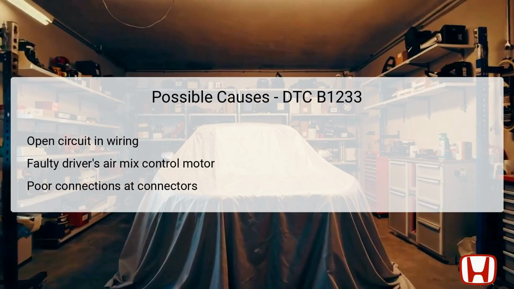A faulty driver's air mix control motor itself can also trigger this DTC, indicating that the motor may need replacement to restore proper functionality. Additionally, poor connections at the climate control unit connectors, both A and B, as well as the 7P connector of the driver's air mix control motor, can contribute to this issue. Intermittent disconnections and corrosion can impact the electrical flow within the circuit, leading to this error. Lastly, any physical obstruction affecting the motor's movement may result in failure.